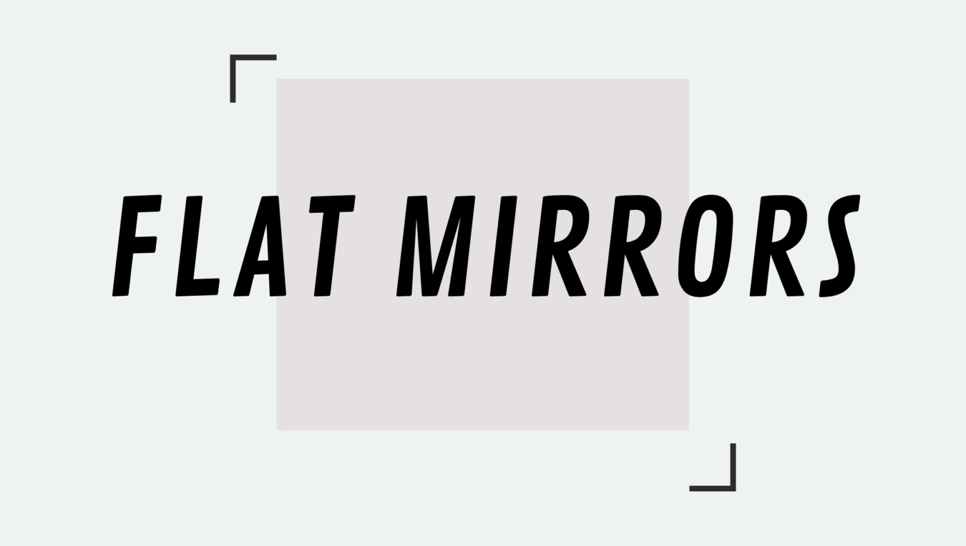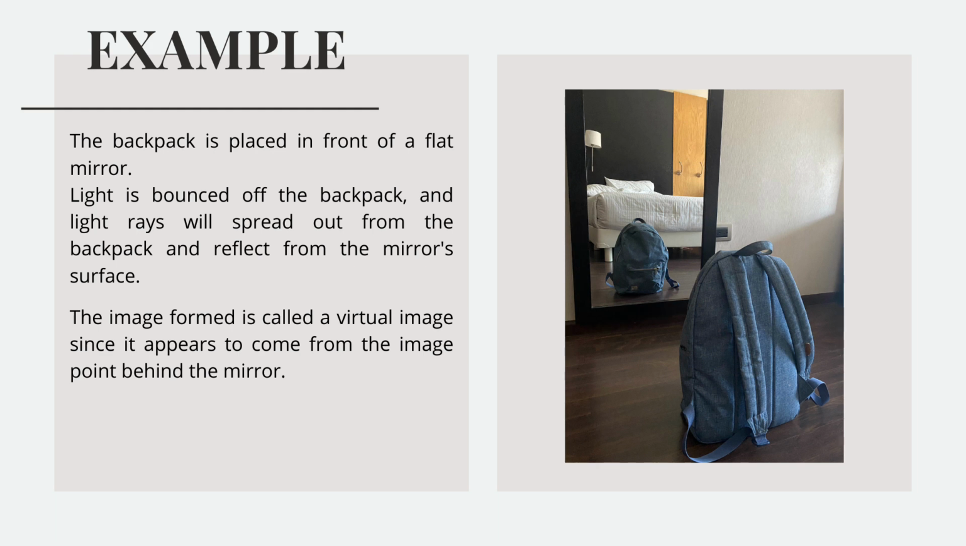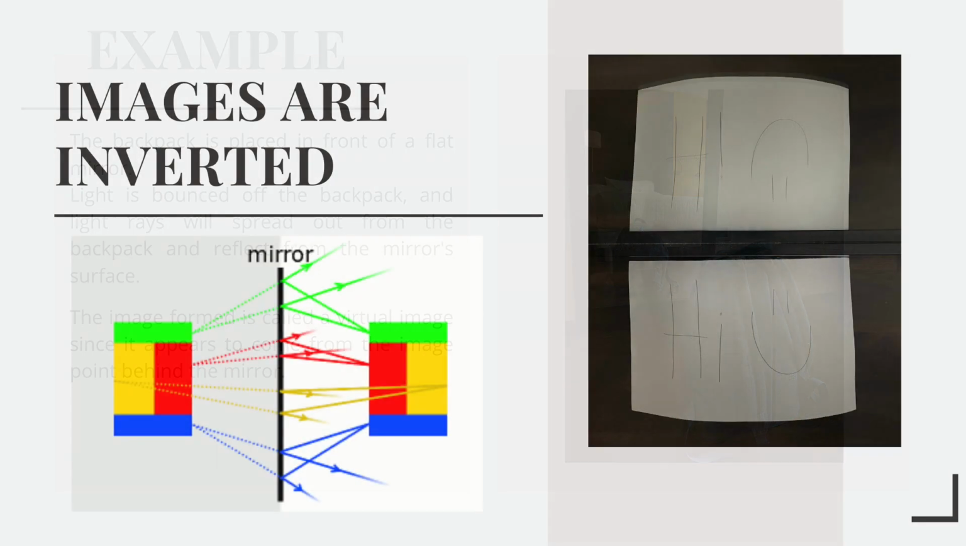Now that we know how angles work in flat mirrors, we are going to be doing an experiment to observe how objects reflect from these types of mirrors. For this example, I took my backpack and placed it in front of a flat mirror. What happens next is that the light bounces off the backpack and light rays spread out from this backpack and reflect from the mirror's surface. Then the image that is formed and that we see is called a virtual image. This means that it appears to come from the image point behind the mirror, but it actually doesn't.